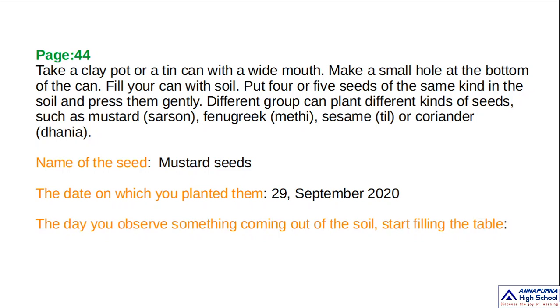Take a clay pot or a tin can with a wide mouth. Make a small hole at the bottom of the can. Fill your can with soil. Put 4 or 5 seeds of the same kind in the soil and press them gently. Different groups can plant different kinds of seeds such as mustard, fenugreek, sesame or coriander. So what was the project work?